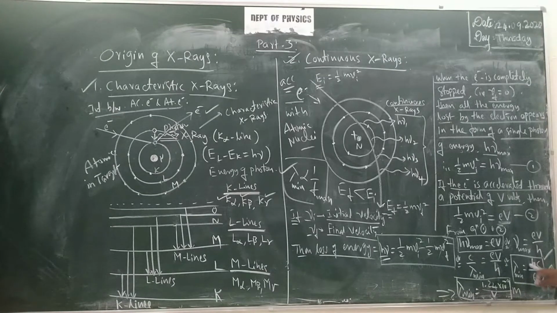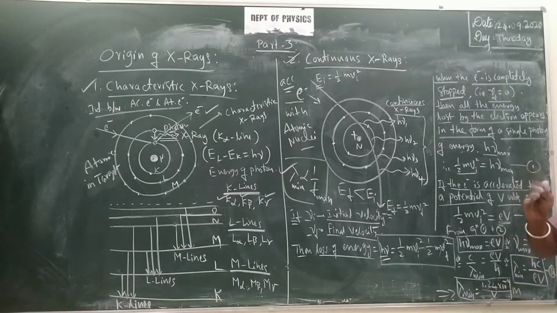You know that h is a constant called Planck's constant. You can substitute that value, 6.6 into 10 to the power of minus 34 joule second. And c is the velocity of light, 3 into 10 to the power of 8 meter per second. And e is the charge of the electron, 1.6 into 10 to the power of minus 19 coulomb. Substitute all these constants h, c, e. After simplification you will get the value 1.24 into 10 to the power of minus 9, divided by V, which is the variable.